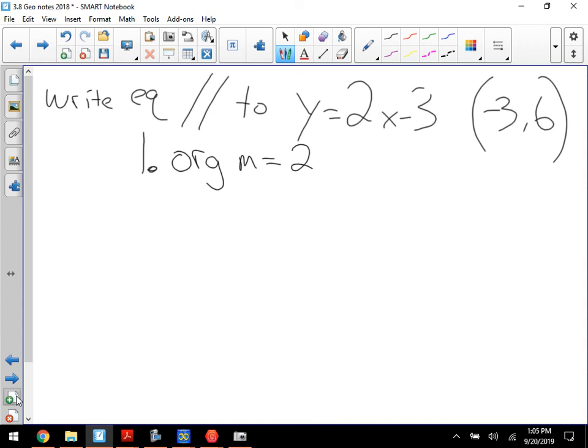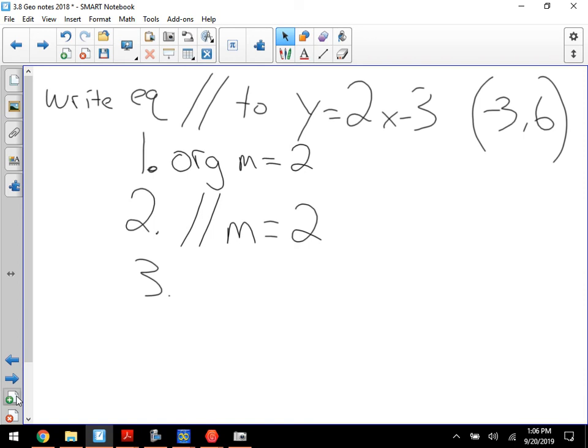Is this a parallel or perpendicular problem? Parallel, okay. So in this step, we write down what's parallel to a slope of 2. 2, okay? Our third and final step is kind of like 2 parts in 1. Because it's parallel. If it's perpendicular, we would have done something to it. So here, we would use point slope form now, like we've been doing.